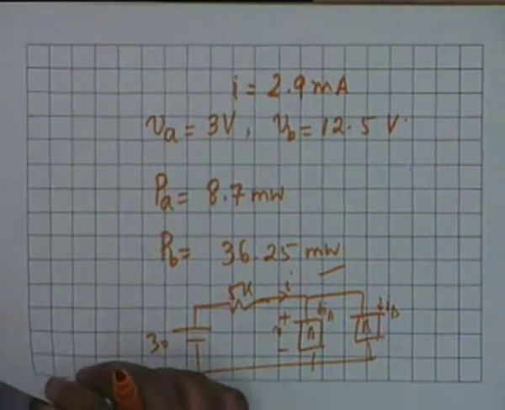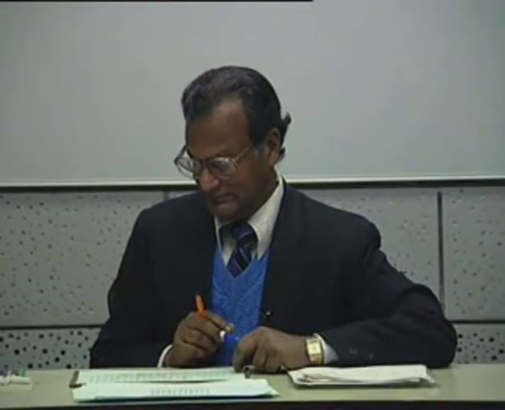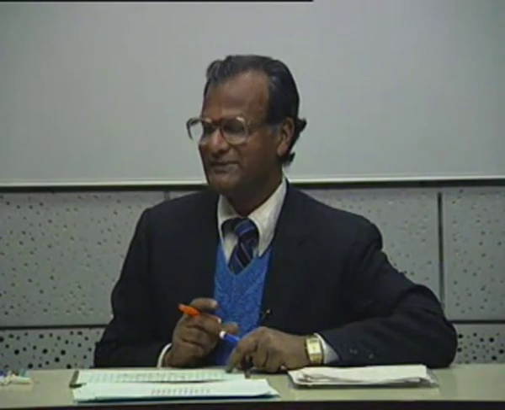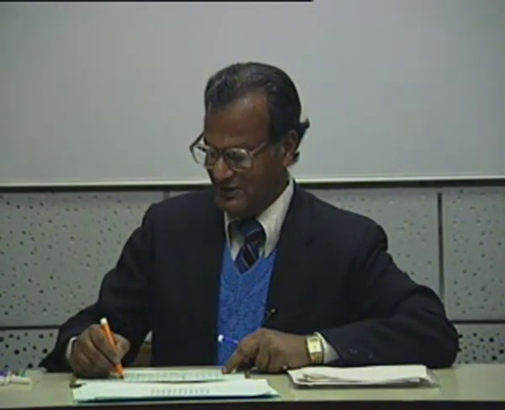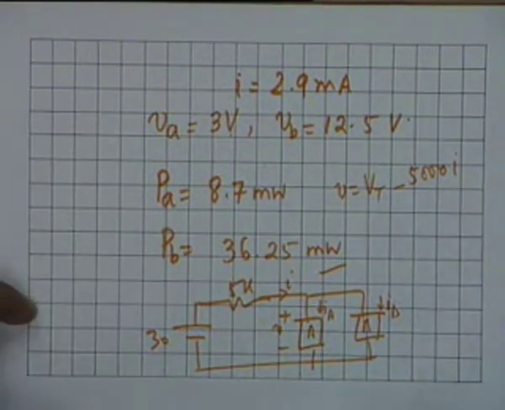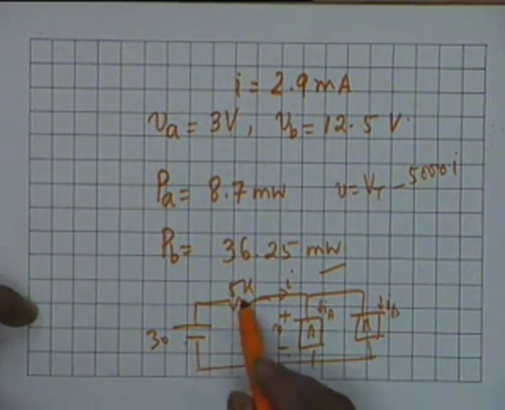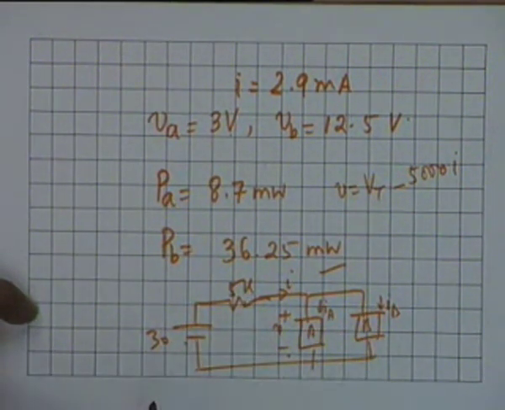All right. But the load line for this will be the same. That is V equal to Vt minus 5000 I, where I is in amperes. The load line will be the same because this V is this voltage minus the drop in 5K. All right, is that okay?